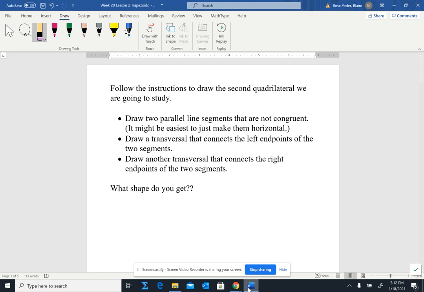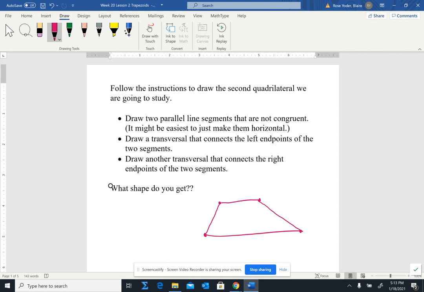Let's learn about our second quadrilateral of the week. It says to draw two parallel line segments that are not congruent. And the hint is the easiest way to do that might be to just make them horizontal. Then it says to draw a transversal that connects the left endpoints. Remember that a transversal is just a fancy word for a line that passes through two other lines. So basically, I'm just telling you connect the dots. That's your transversal. All right, right endpoint.